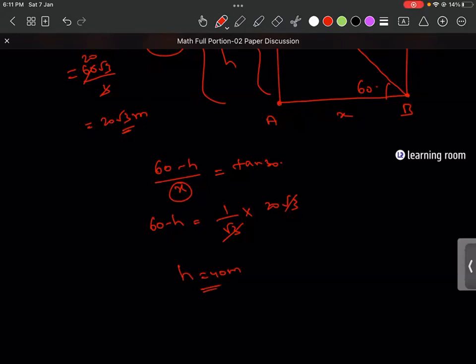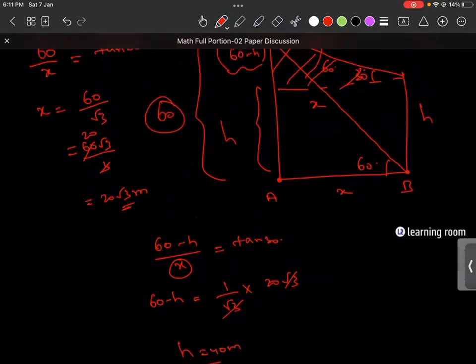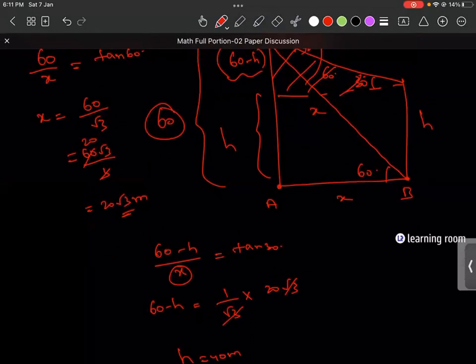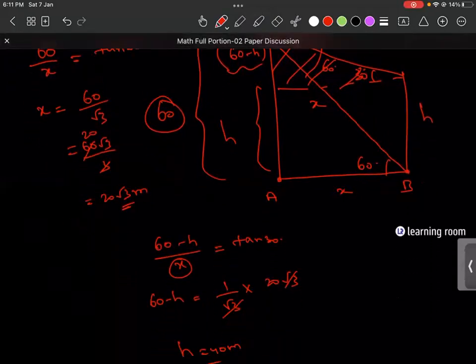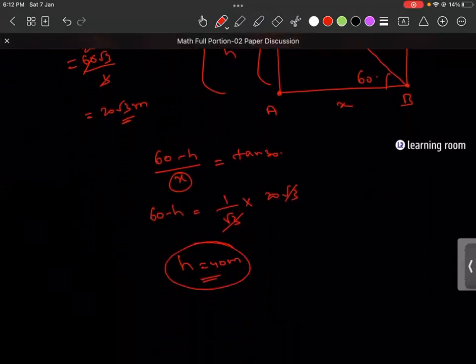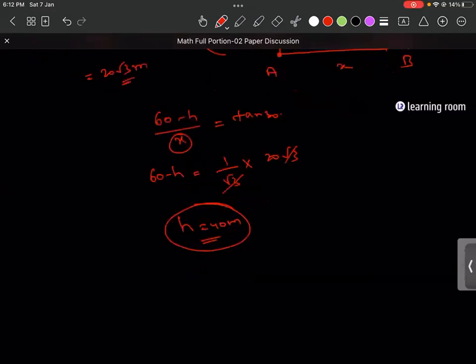Got it? Did you guys do it like this, or is there any alternate way that you thought of? Like this only I did, sir. Others, any suggestions? Any other suggestions? Advait and Purna? Nothing? No, sir. Okay.